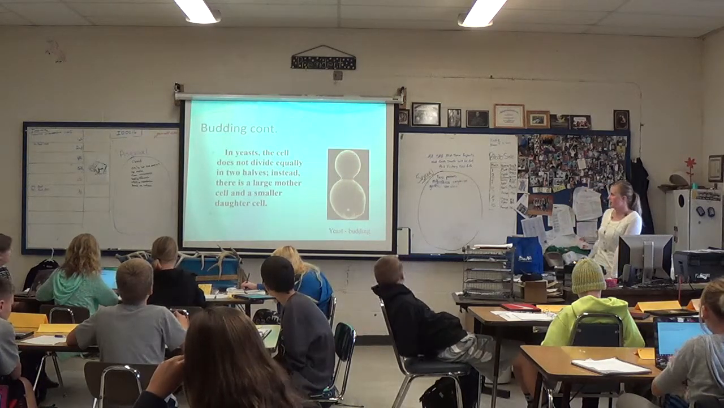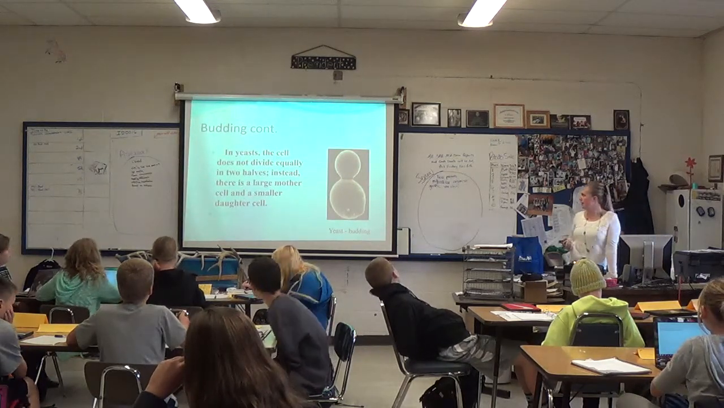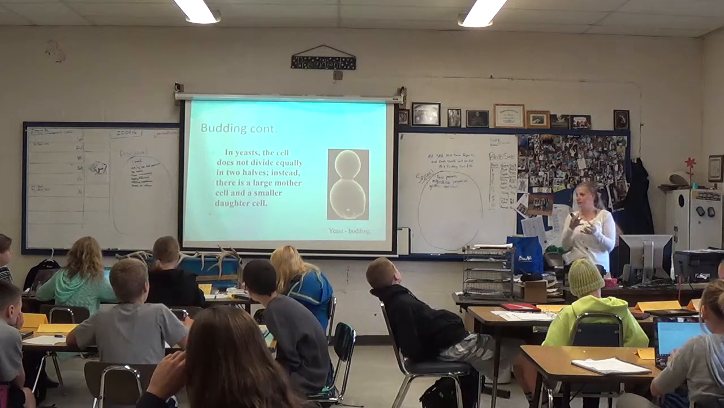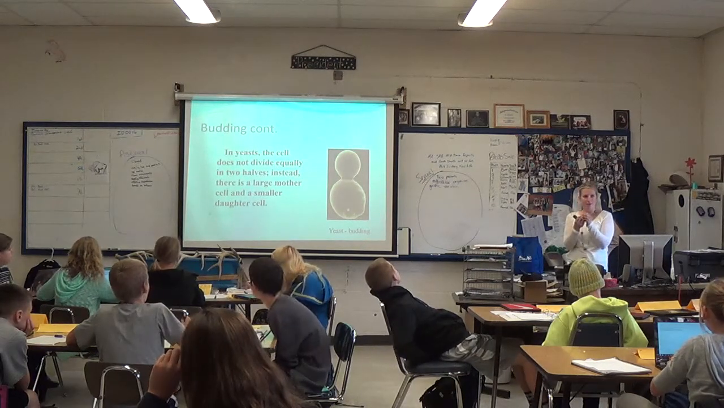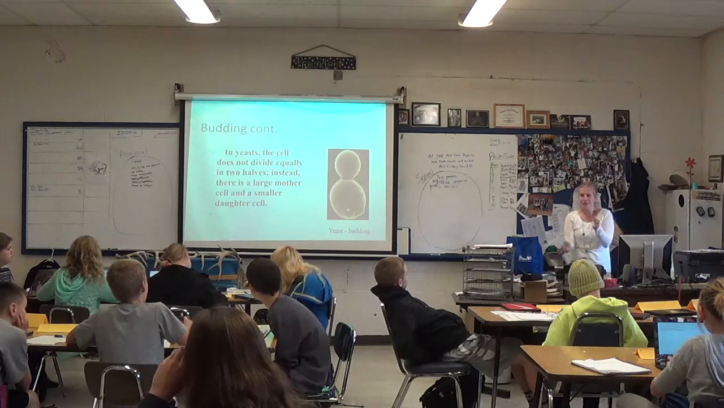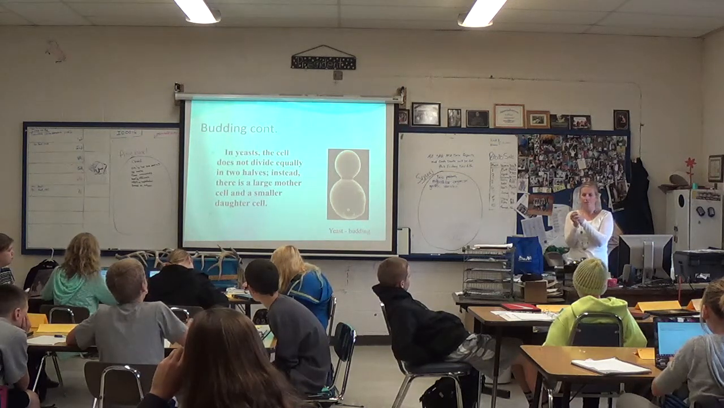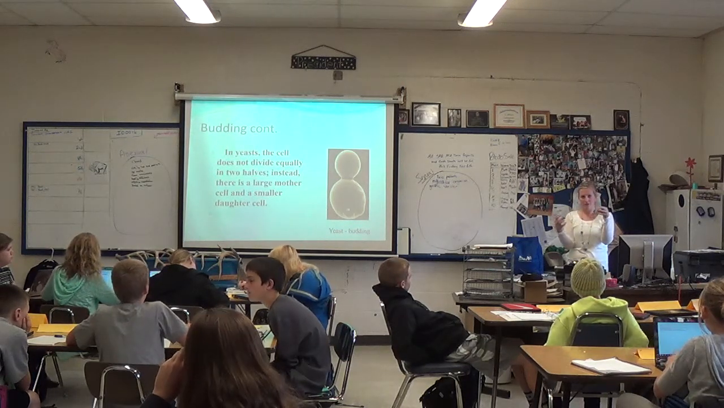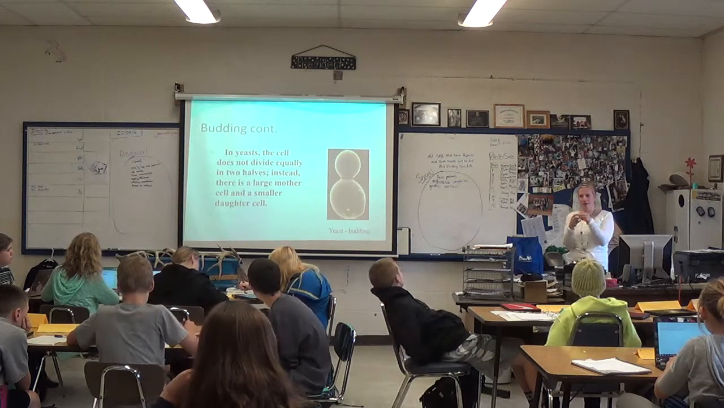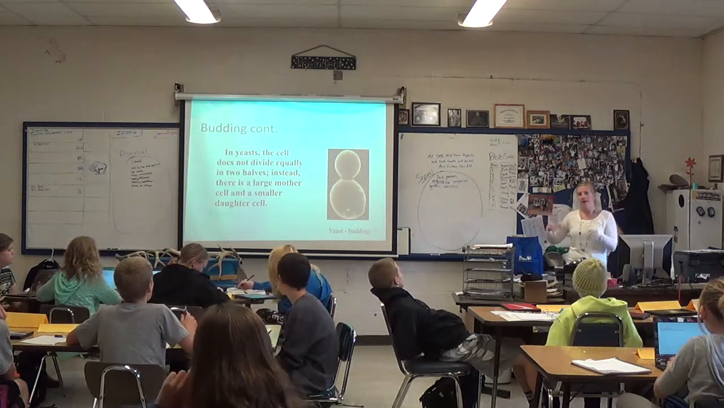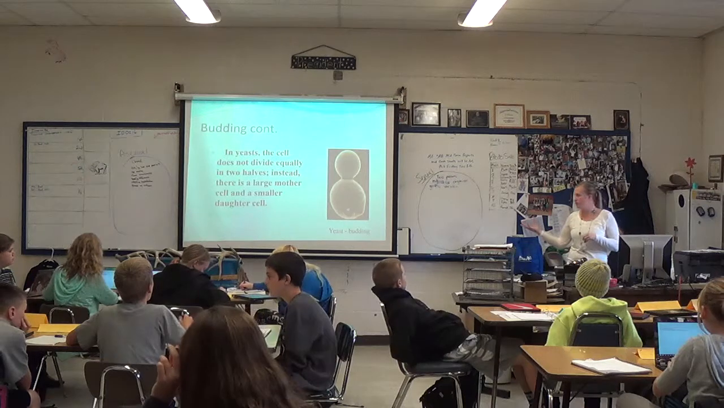So yeast can also do this, but it's interesting that the mother's larger than the daughter cell. Yeast is pretty small, so when it splits off, the mother's still bigger than the offspring, and then it'll just grow to full size. And then when it grows to full size, it's able to bud.